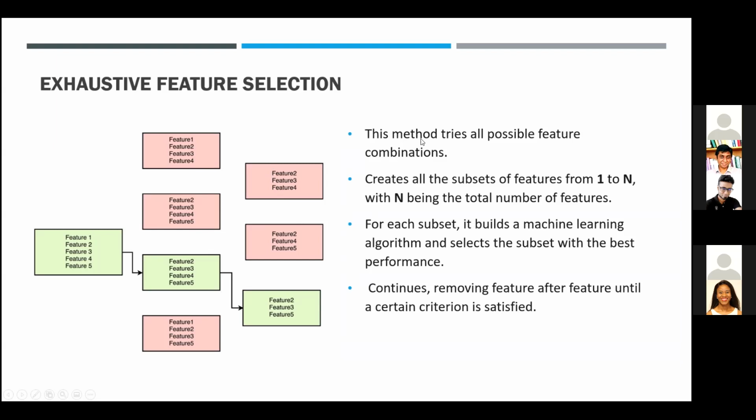Now, exhaustive feature selection, I think this is self-explanatory. Here, you basically try all possible feature combinations. And this can work well if your pool of features is not too big. But if your pool is too big, then doing the exhaustive search is an NP problem. It's really going to take forever to solve. So you could try this when you have small data sets, but it's not really advisable to use it for a larger data set.